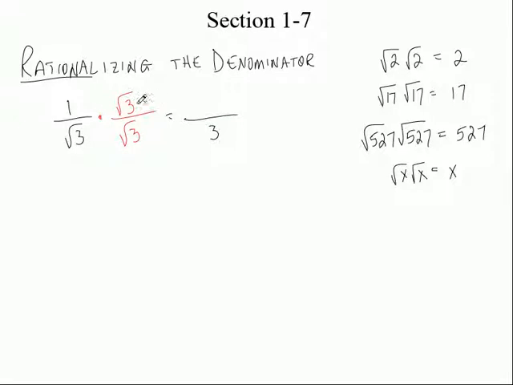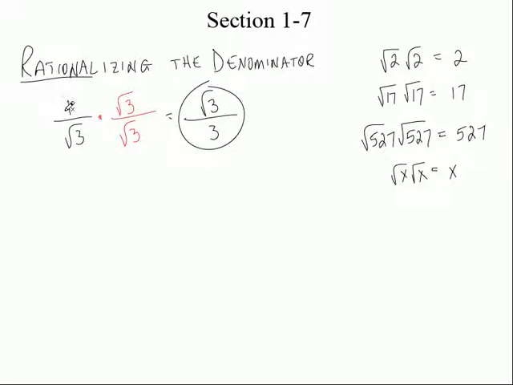Okay? And now we can multiply the top. What's 1 times the square root of 3? It's just the square root of 3. So 1 divided by the square root of 3 is the same exact thing as the square root of 3 over 3. It's the same exact number. If you don't believe me, pull out the calculator and try it.